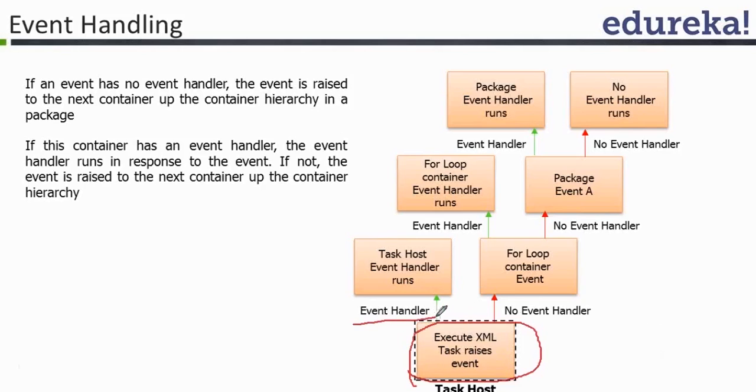So there are two sections. One is with event handler. One is without event handler. So if there is a for loop container, if there is no event handler, what this diagram is trying to say is, if something is failing within the task, it will raise the error to its upper packages.